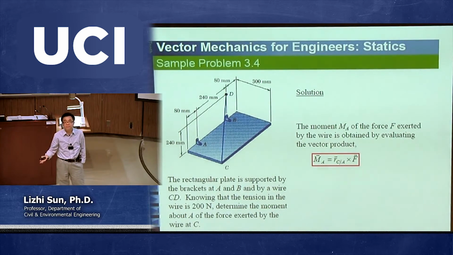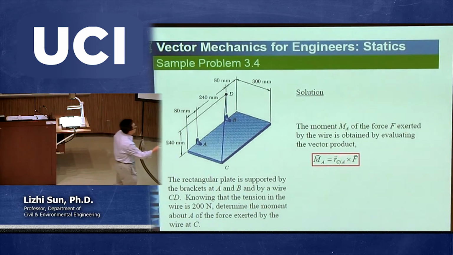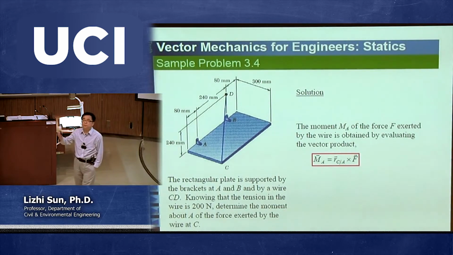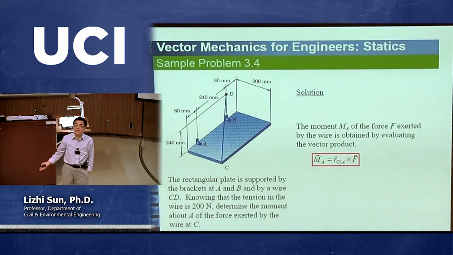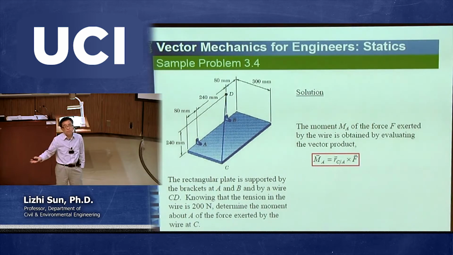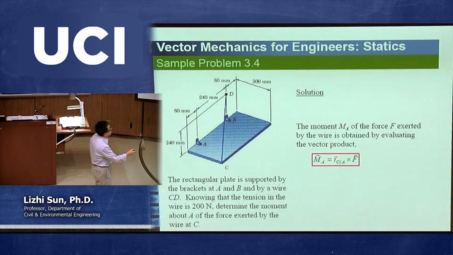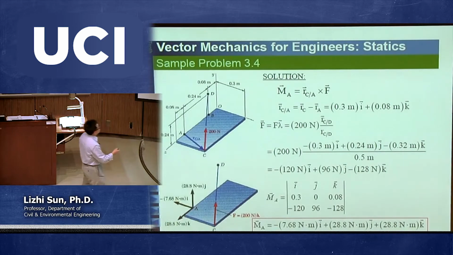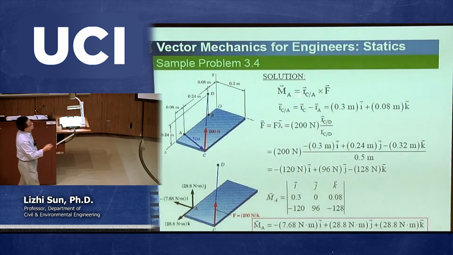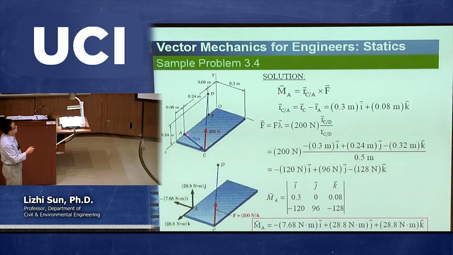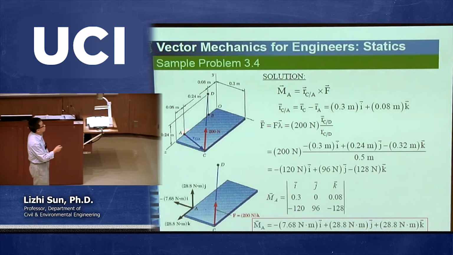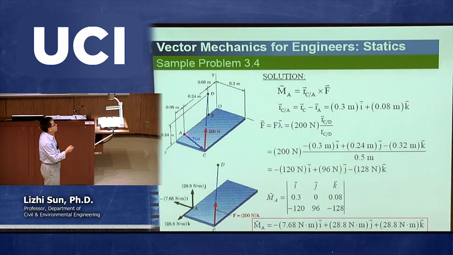R cross F. So what you need to do is identify R and identify F, and then you do the cross product, and that's the end. Whatever result you get is supposed to be the answer. Okay? So how to get R? For this problem, how to get R? By definition, R is always from the point you want to calculate the moment of to the point that the force is applied on. So then obviously R is from A to C.